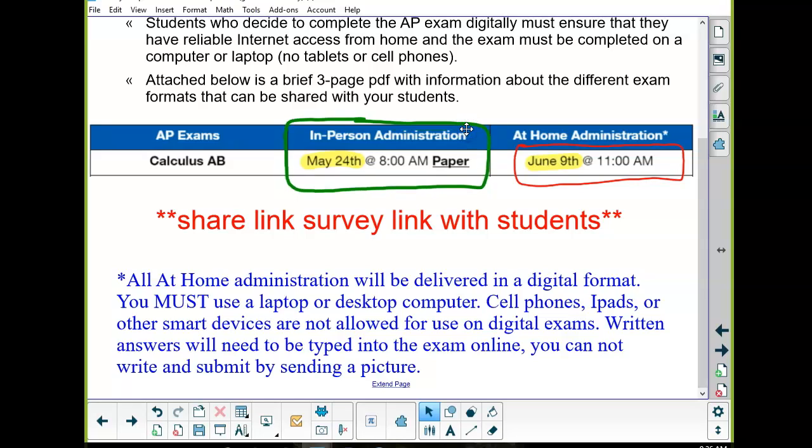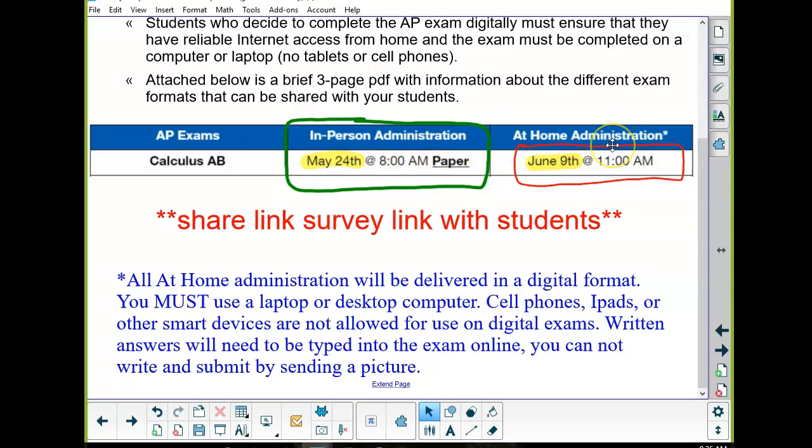Now, do know that if you are worried about coming into Tartan, this will be in a large setting, probably the gymnasium. You'll be able to walk in and maintain proper social distancing. Everything will be sanitized. You'll be in a very safe setting. So I really hope that everyone will choose the in-person exam. That's my advice. I think students will be more successful.